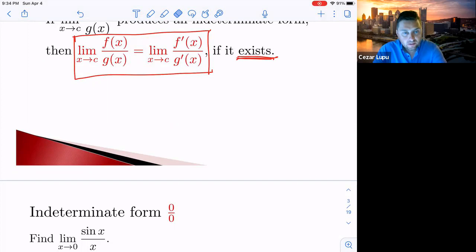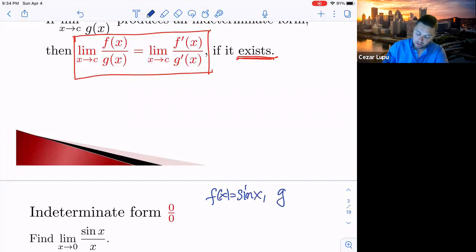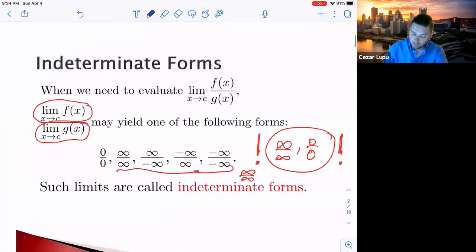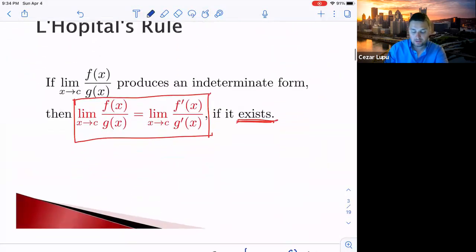Well, fortunately for us, the L'Hopital rule comes in to rescue us. So I know that f of x is sine of x, and I know that g of x is x. Now let me go back to L'Hopital rule, which is right here, as you can see.